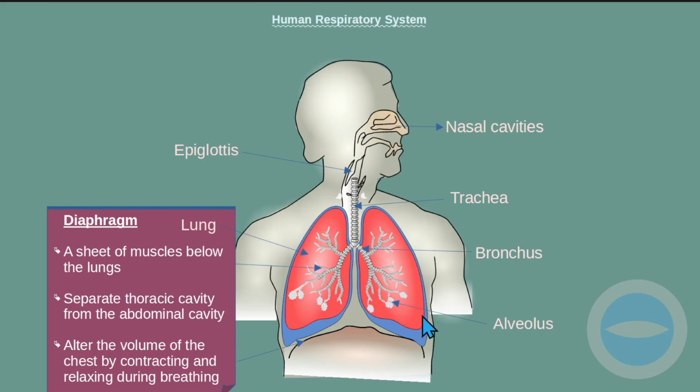And then in the next video, I will explain the process of gas exchange, transportation, and also the exchange inside the cells. So in our next video about grade 11, I will explain all those processes.